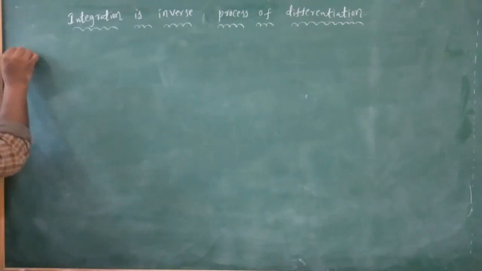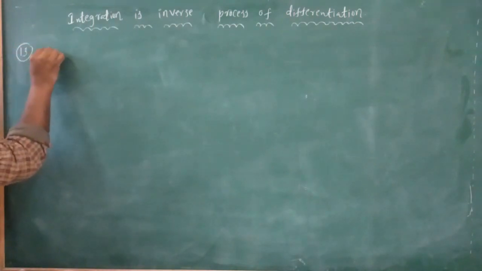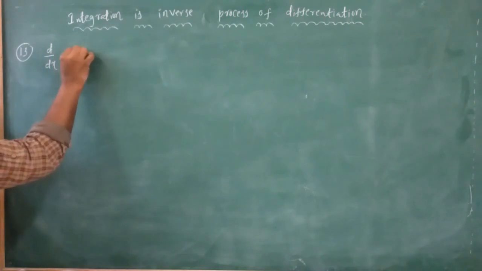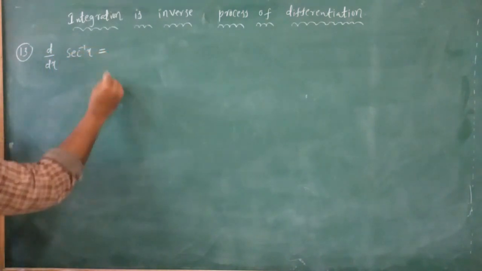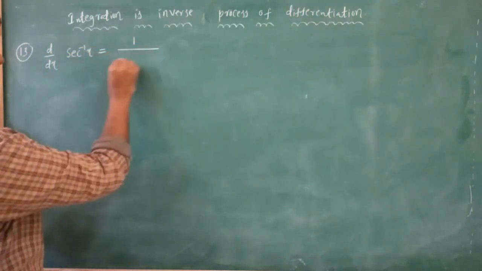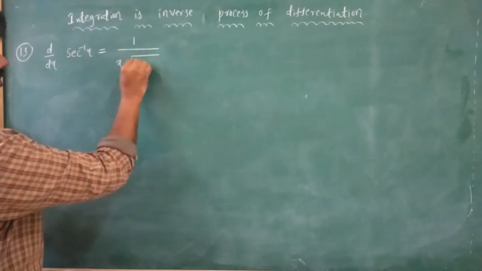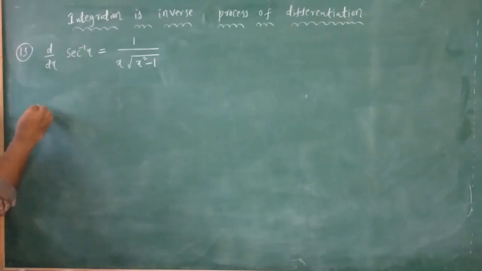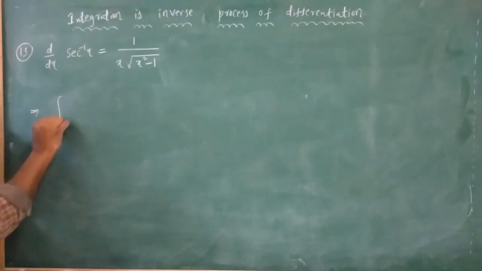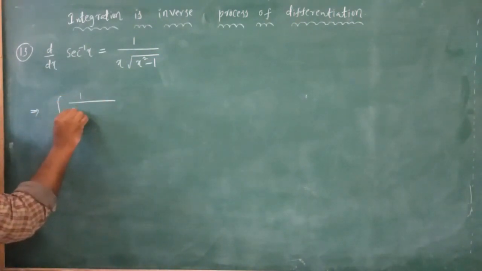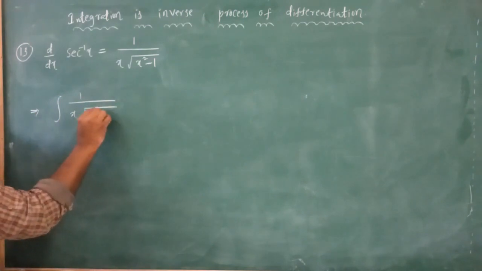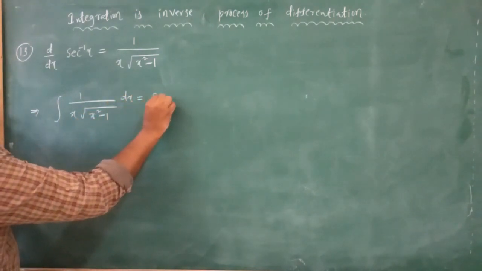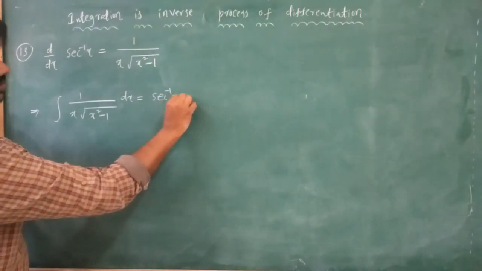Next, 13th one. What is the derivative of secant inverse x with respect to x? That is 1 by x root over x square minus 1. So from this what we can write? Integral of 1 by x root over x square minus 1 dx is equal to what? Secant inverse x plus c.